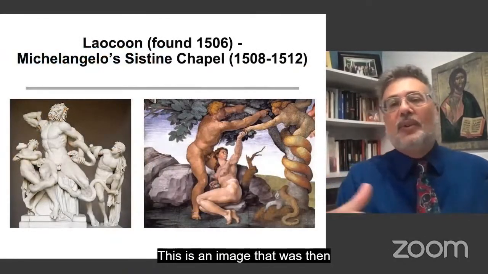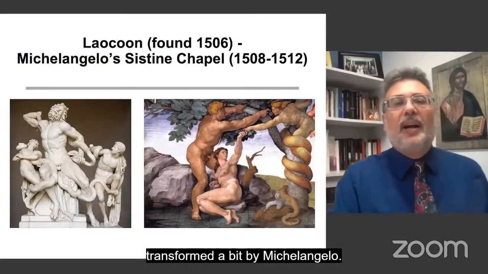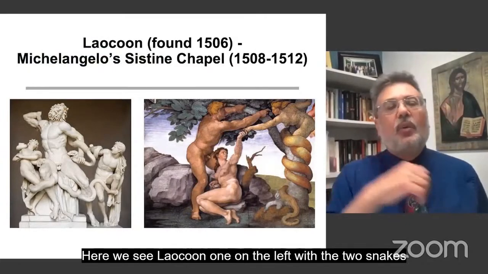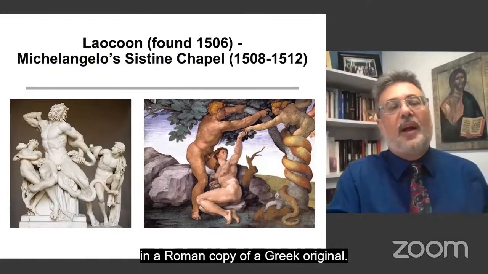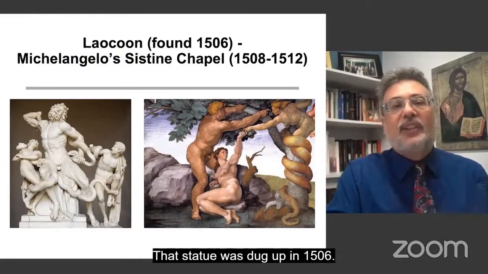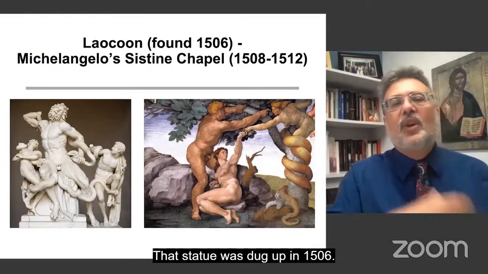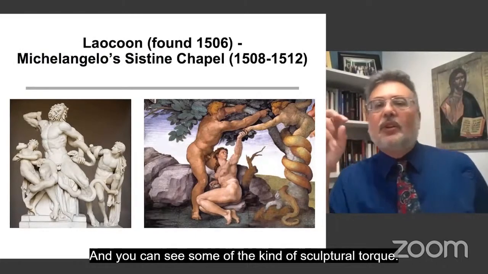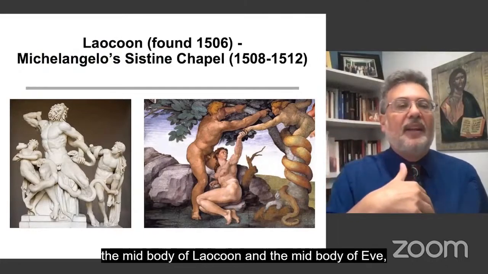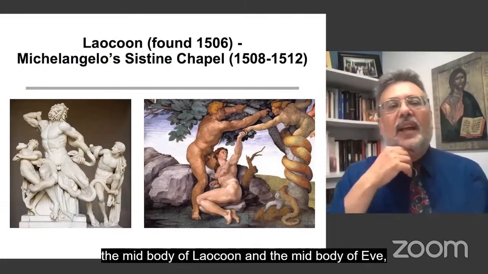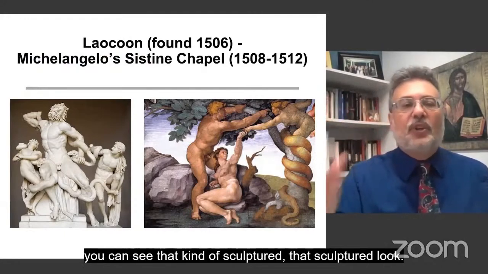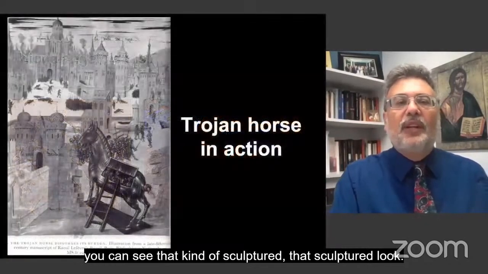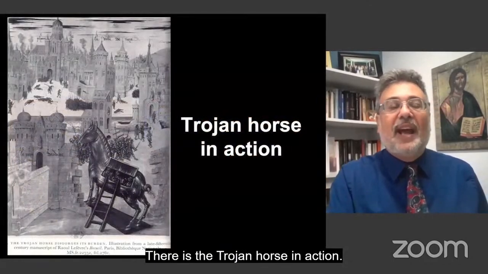This is snakes in a Roman copy of a Greek original. That statue was dug up in 1506, and you can see some of the kind of sculptural torque. If you look at the body, the mid-body of Laocoon and the mid-body of Eve, you can see that kind of sculptured look. There is the Trojan horse in action.